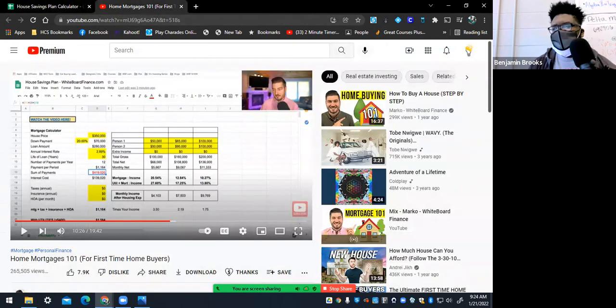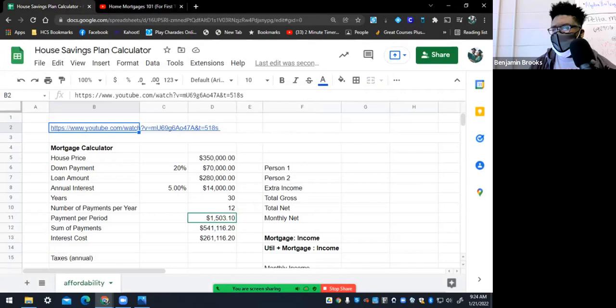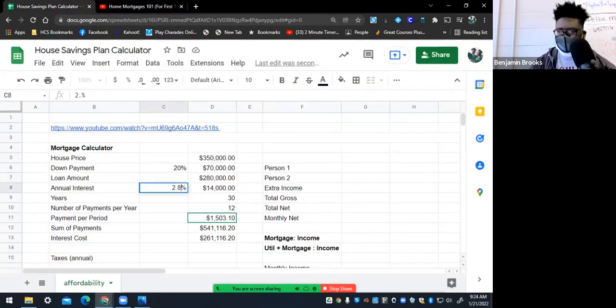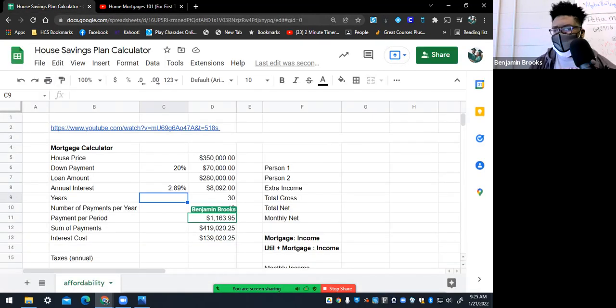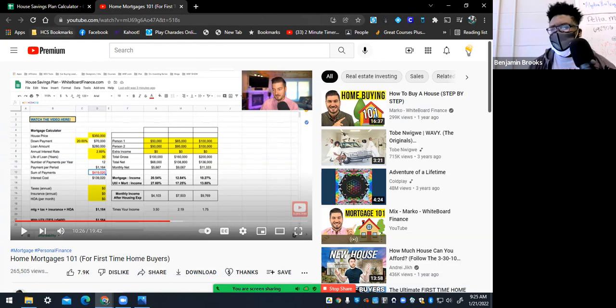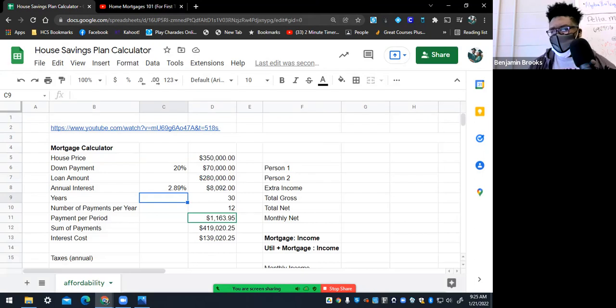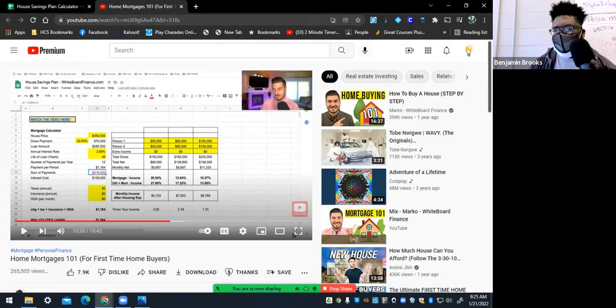But the interest rate he's using is 2.89, so let's change this to 2.89%. 30 years, 12 payments per year. He's getting 164. We're getting 163.95. So 164, cool. The sum of payments, you're getting the same thing: $419,220. We're getting the same thing he's getting, and the interest cost is the same as well.